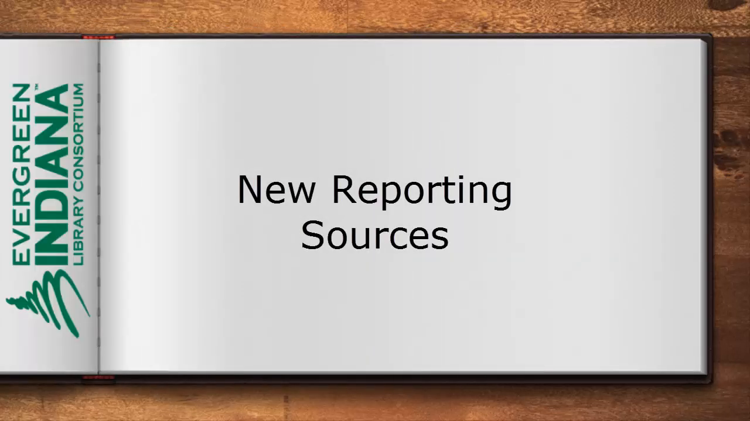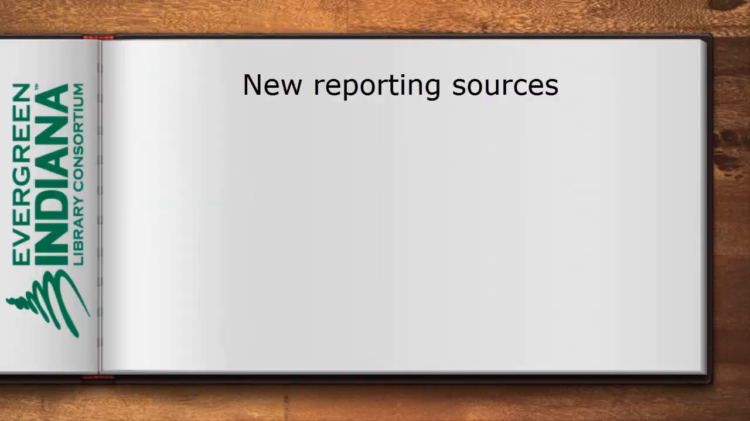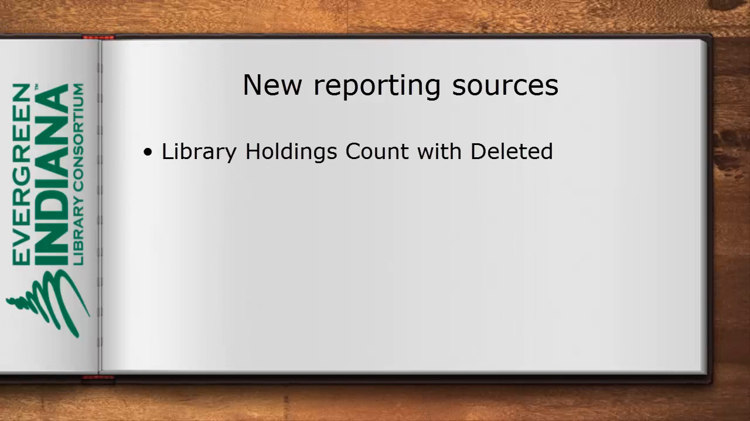New reporting sources. There are two new reporting sources available. The first is a complex source intended to be used to track down when your library's last copy of a title is deleted. It's intended for use with third-party catalogs like OCLC, where you keep additional track of your holdings.